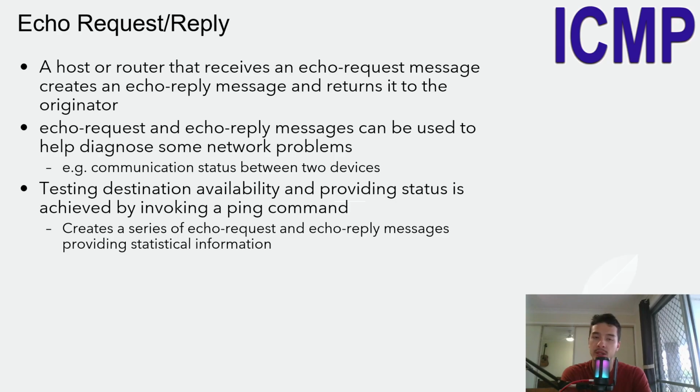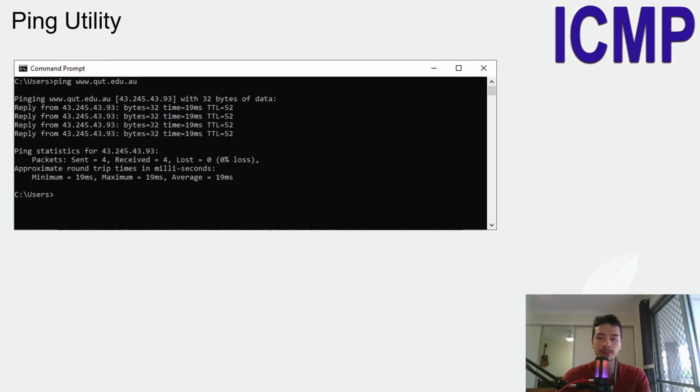Echo request and echo reply messages can be used to help diagnose some network problems, e.g., communication status between two devices. Testing destination availability and providing status is achieved by invoking a ping command, which creates a series of echo request and reply messages providing statistical information. This just tells you if the network's working and if there's any data loss and stuff like that.